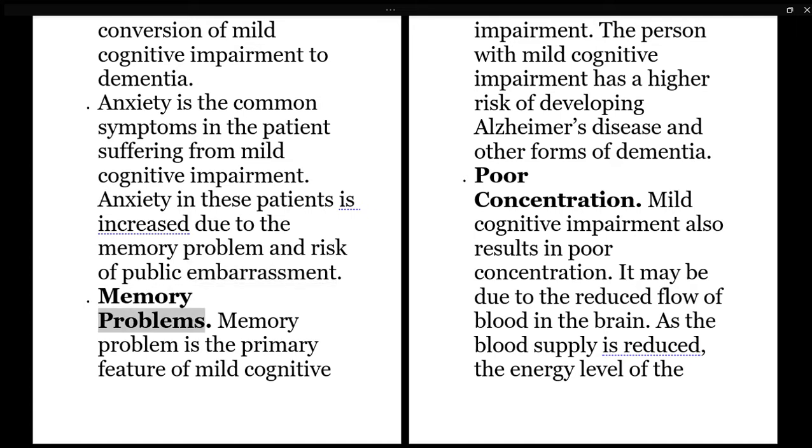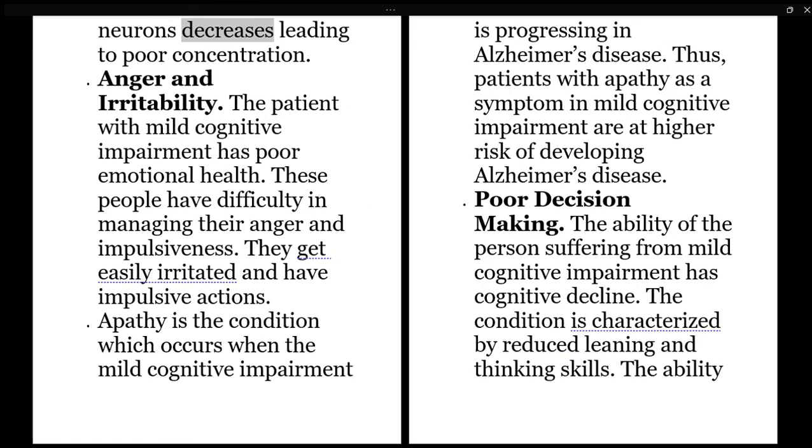Memory problems. Memory problem is the primary feature of mild cognitive impairment. The person with mild cognitive impairment has a higher risk of developing Alzheimer's disease and other forms of dementia. Poor concentration. Mild cognitive impairment also results in poor concentration. It may be due to the reduced flow of blood in the brain.